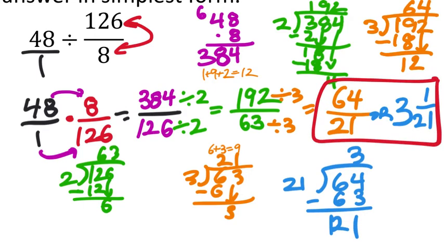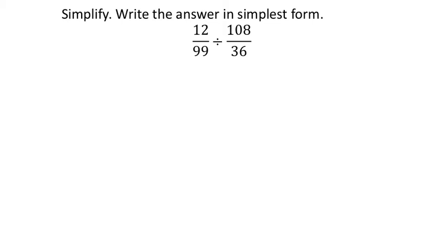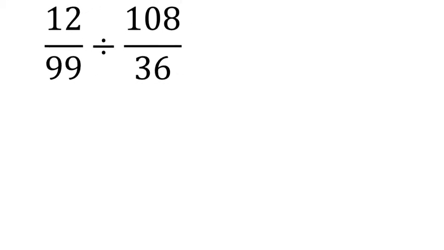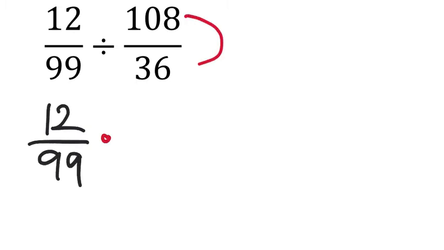There we go. Some more division on this. That's okay. And so, well, let's go ahead and change this into a multiplication problem. So we got 12 over 99. We're going to change this to multiplication by reciprocating that divisor, 108 over 36, which then becomes 36 over 108.